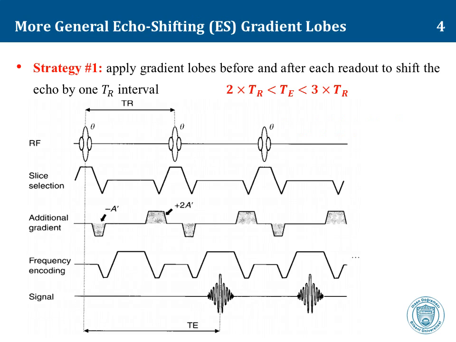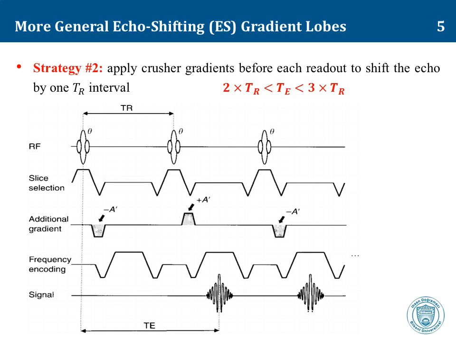Now, three examples of design strategies will be shown. One strategy to shift the echo by 1 TR interval is to apply gradient lobes of area minus A' and 2A' before and after each readout, respectively, as shown in this figure. In this figure, A' denotes an arbitrary gradient area that is sufficiently large to spoil the transverse magnetization. It's not necessarily equal to A, which is shown in the previous figure.